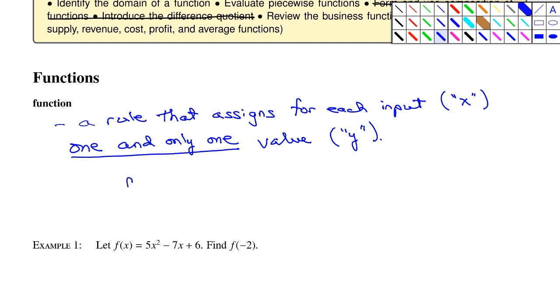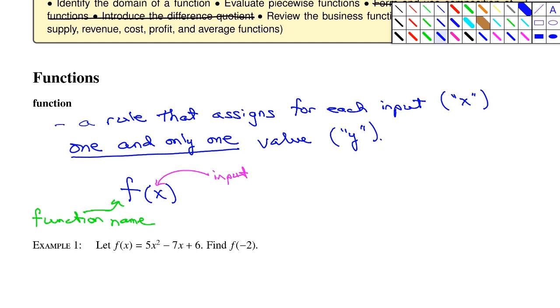The notation that we use for functions is based off of this notation here, f of x. And the f right here is the function name. So this function is named f. And the x right here, inside the parentheses, is our input. And this tells us that our input is being represented by the variable x.